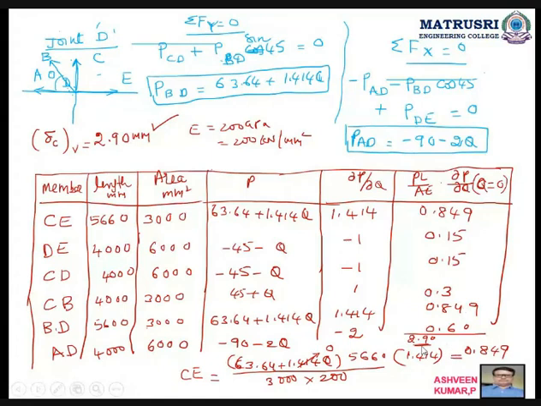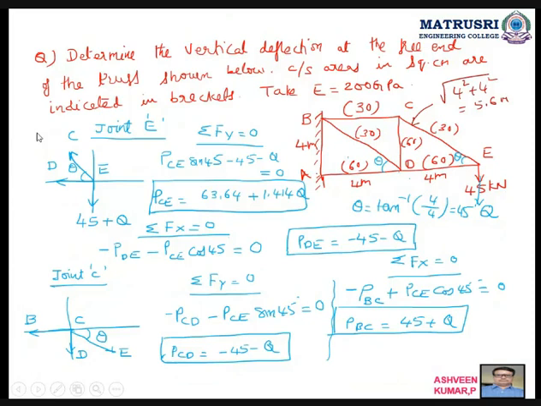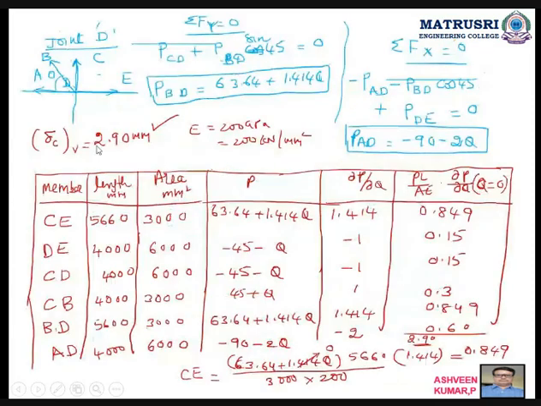Algebraic sum of all these things we got 2.9. That is the deflection at C, not C, that is E. Deflection at E, because this is E. So deflection at E. Why am I writing V? Because it is vertical.